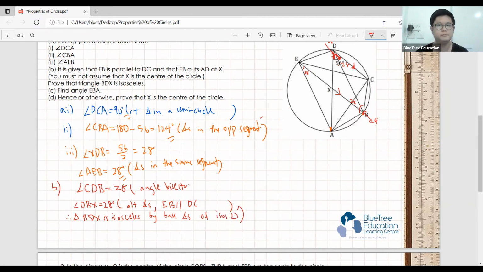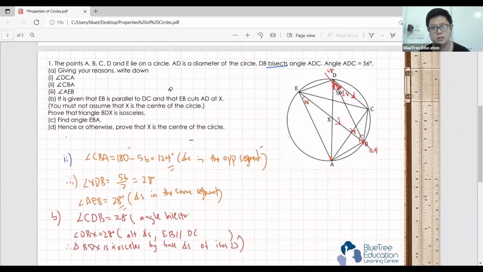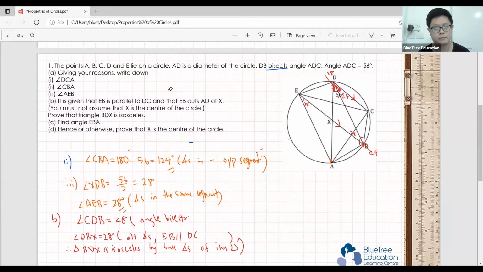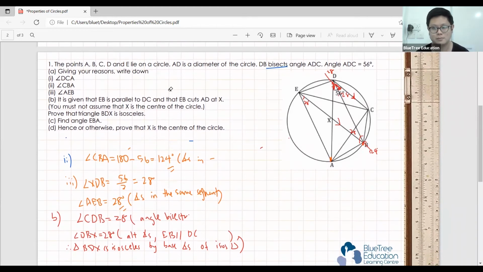Okay. All right, still two more parts to find. So let me erase some of these earlier answers so that I have space to write, okay? All right, the next one, part C, says that we want to find angle EBA. Do you have any idea how to get there?